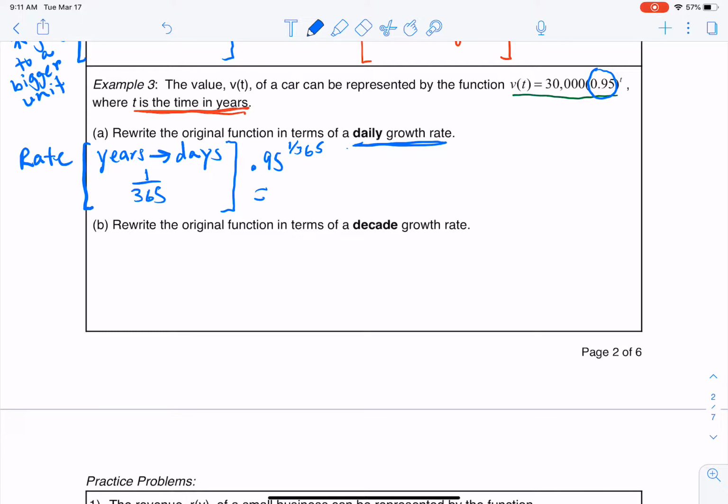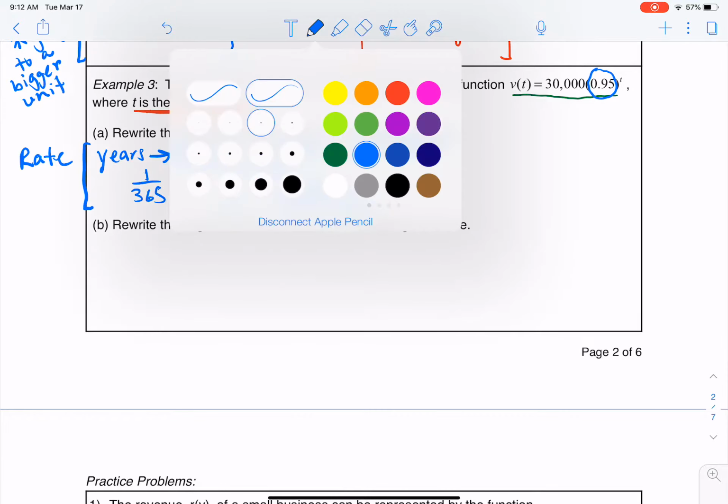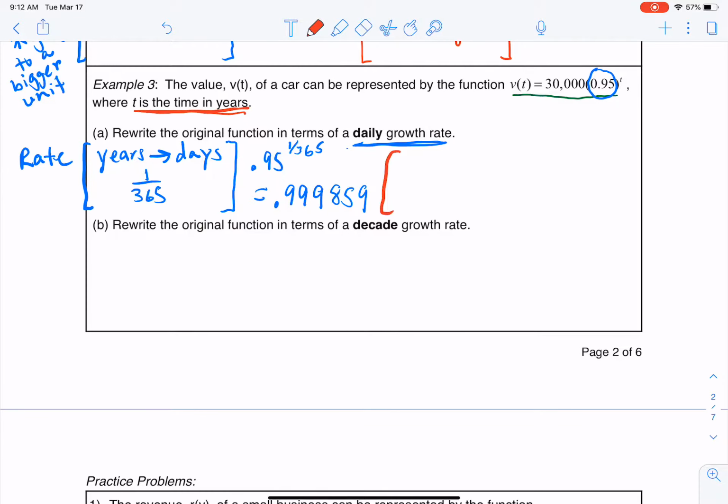Again, you'll need your calculator to do that. Use Desmos, it really works. And when I recalculate my rate, it's 0.999859. All right, so let's go into our exponent. That's the other part of the equation. We're going from where t represented the years to where t needs to represent the days. So to do that, I would just multiply 365 by the number of years t.